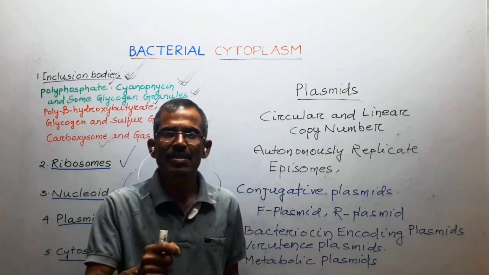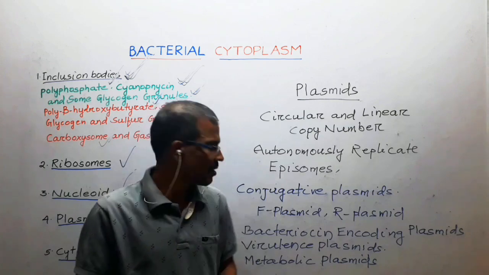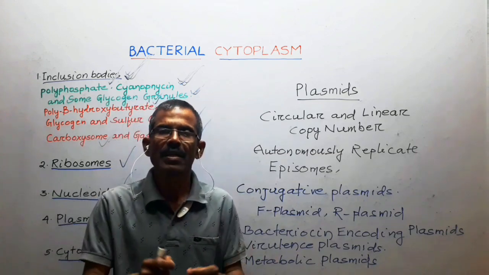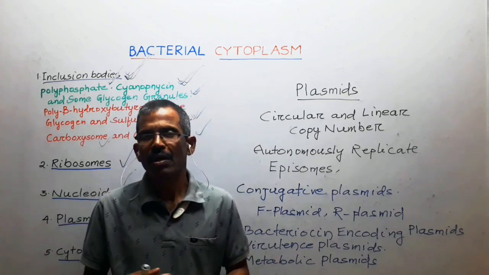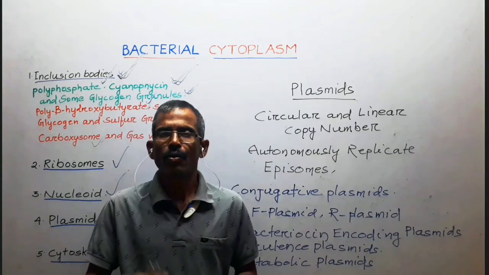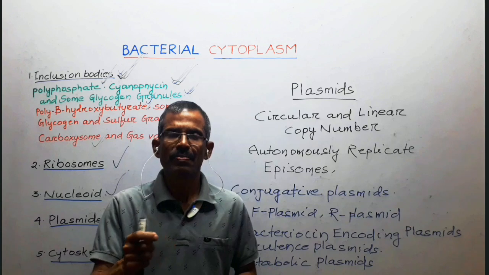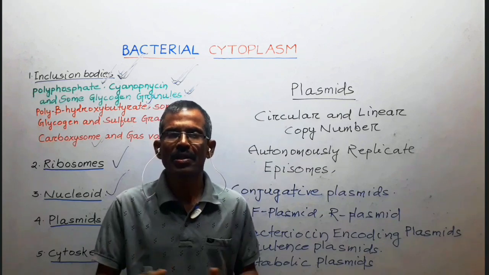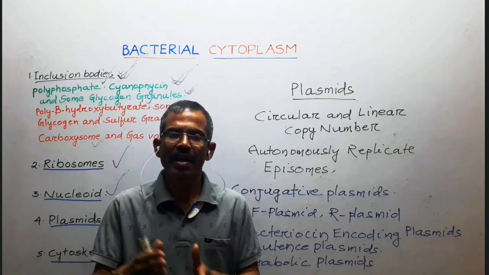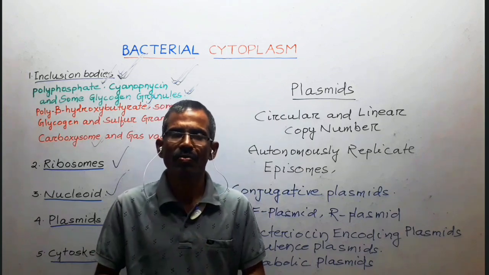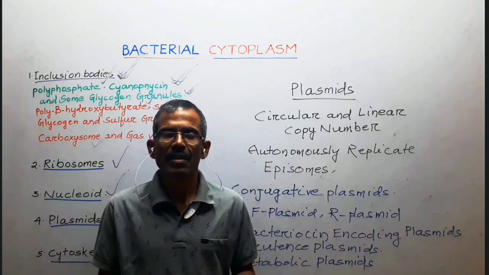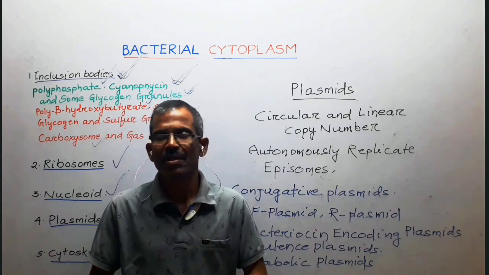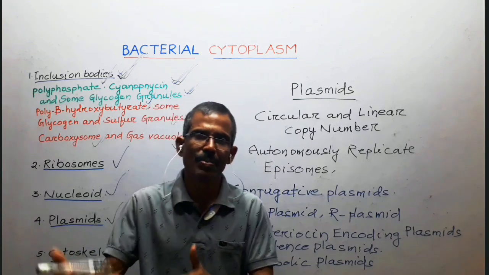Bacteriocin encoding plasmids contain genes for the synthesis of bacteriocin. Bacteriocins are bacterial proteins that destroy other closely related bacteria. Col plasmids contain genes for the synthesis of colicins. Colicin is a type of bacteriocin that is produced by and directed against other strains of E. coli. Some other bacteria contain plasmids that code for the synthesis of bacteriocins, which are effective against other species.